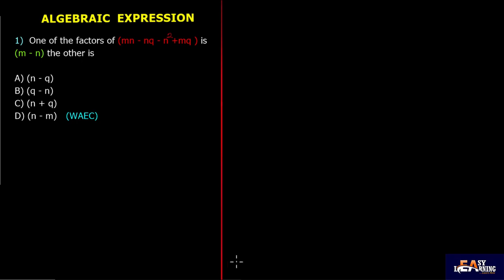All right, welcome to this class on algebraic expression, and we will be taking some past questions on WAEC when it has to do with algebraic expression. The first question we have here is: one of the factors of mn minus nq minus n raised to power 2 plus mq is m minus n, and the other factor is what? So we are asked to find this other factor.